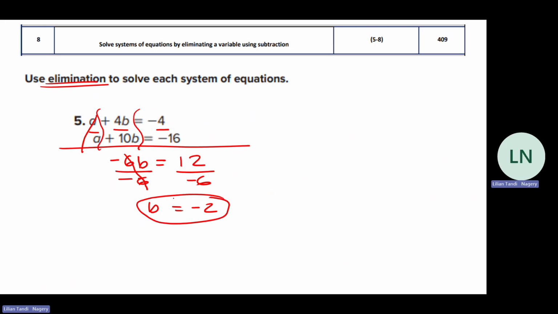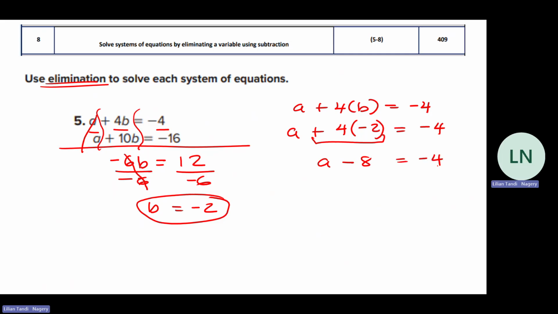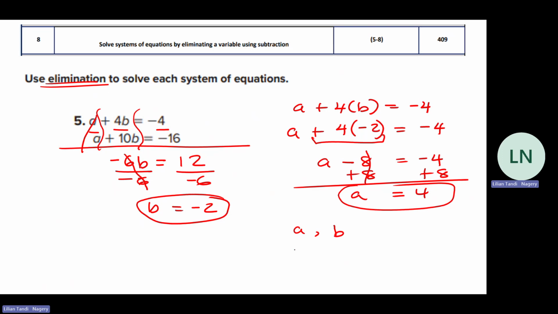Okay. Then I need to find a. Doesn't matter which equation I use. A plus 4 times b equals negative 4. A plus 4 times negative 2 equals negative 4. A minus 8 equals negative 4, plus 8 on both sides. A is 4. And you circle this. Then you write a comes before b, 4, negative 2. And this is your answer.